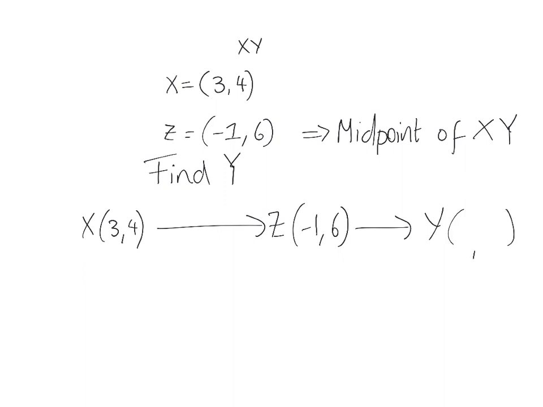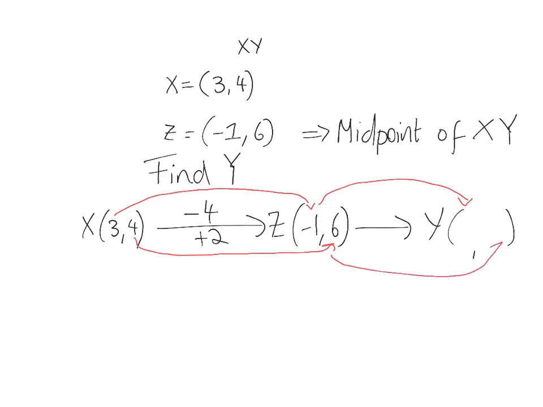Very similar to the last one, we ask ourselves, how did we go from 3 to -1? Well, to go from 3 to -1, you would have to minus 4. And then how do we go from 4 to 6? Well, we just add 2. And then if that's the midpoint, we do the exact same thing when we're going from -1 up to this value here, and from 6 up to this value here. So we're going to minus 4 and plus 2. So the x value of Y would be -1 minus 4, which is -5. So the endpoint, Y, is going to be (-5, 8).